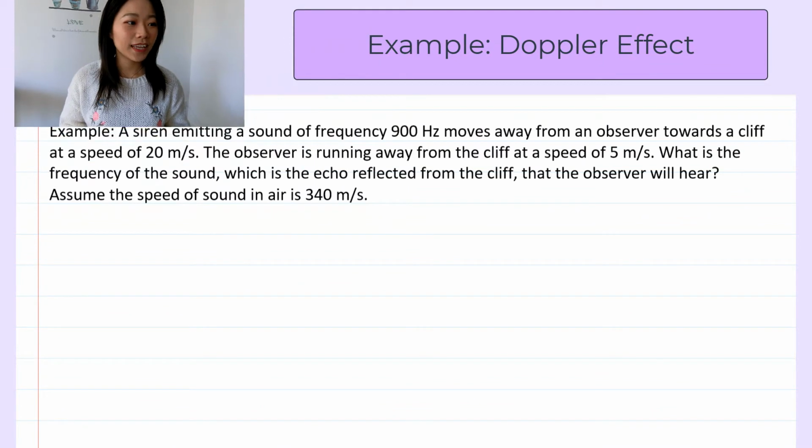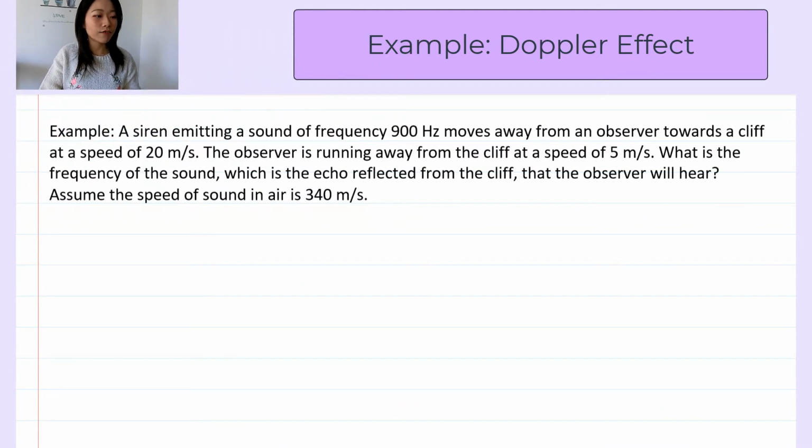Last week, we derived the Doppler Effect formula. This week, let's look at an example. A siren emitting a sound of frequency 900 Hz moves away from an observer toward a cliff at a speed of 20 meters per second. The observer is running away from the cliff at a speed of 5 meters per second. What is the frequency of the sound, which is the echo reflected from the cliff, that the observer will hear? Assuming the speed of sound in air is 340 meters per second.